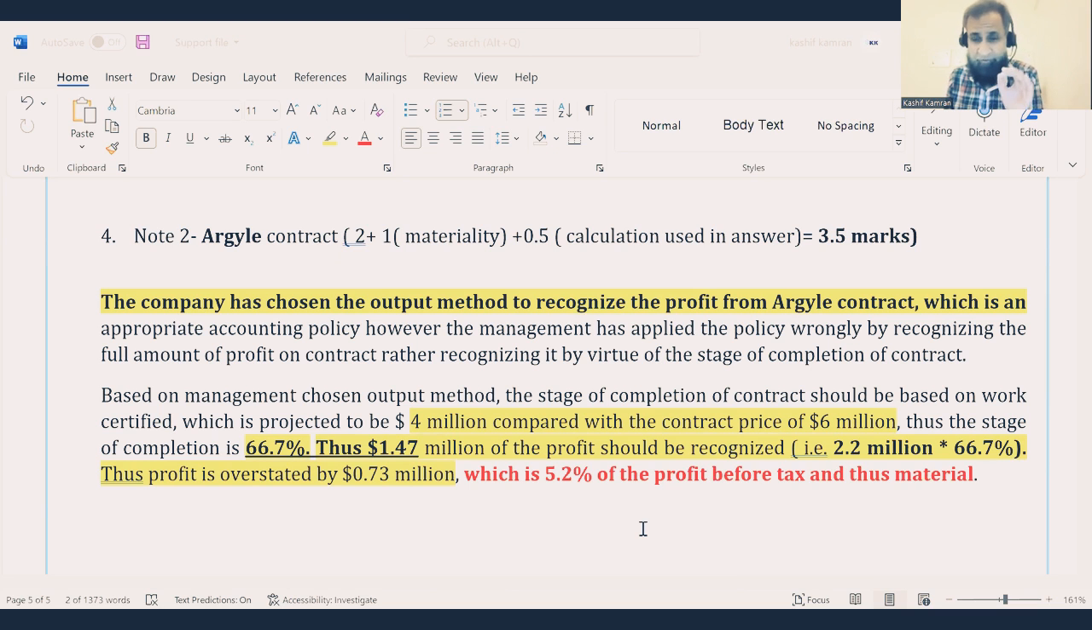Not every risk is worth 2 marks. Some risks can be worth 3 marks, some 3.5 marks, and some can even be worth 4. If you have more than one calculation, or more than one materiality in a given situation, you can fetch 4 marks. 4 is the maximum marks for a risk, and 2 is the minimum. I hope you're clear with the marking scheme on note number 2. Is everyone clear with the note number 2 marking scheme?